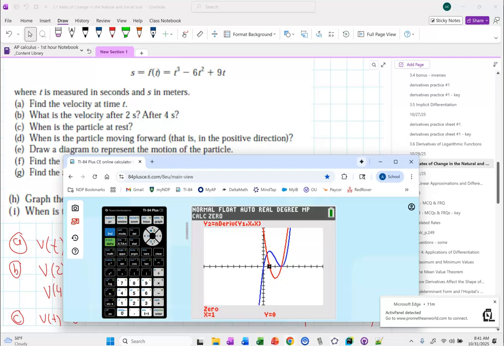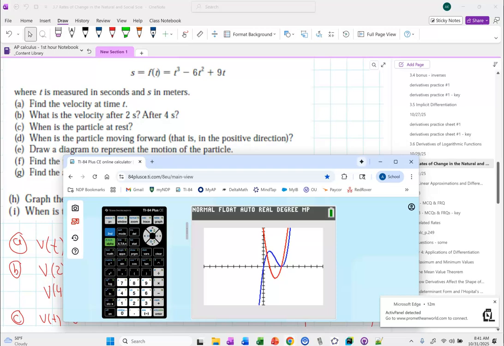So when is the particle moving forward? We said that was when the derivative is greater than 0. I can look at the graph and tell. I don't need to draw a sign diagram, right? It's that part and that part, just where it's above the x-axis. So I have the answers for the zeros from the previous one. So I know it's 0 to 1, and then 3 to positive infinity. No big deal.